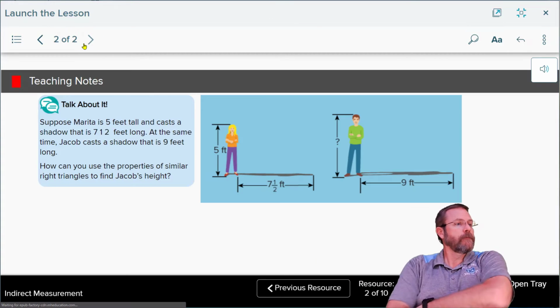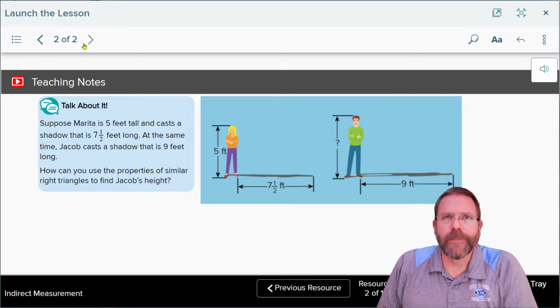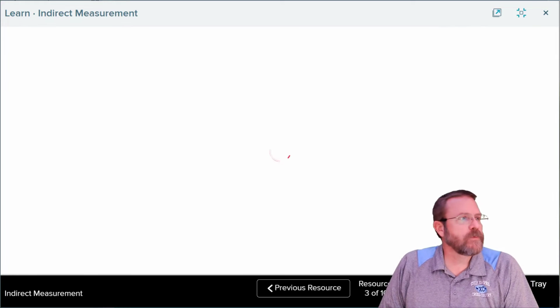Suppose Marita is 5 feet tall and casts a shadow that's 7.5 feet long, pretty late in the day there. At the same time, Jacob casts a shadow that is 9 feet long. How can you use the properties of similar right triangles to find Jacob's height? This is what we're going to learn to do in this lesson.